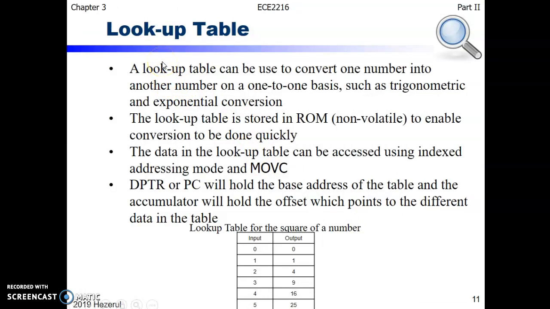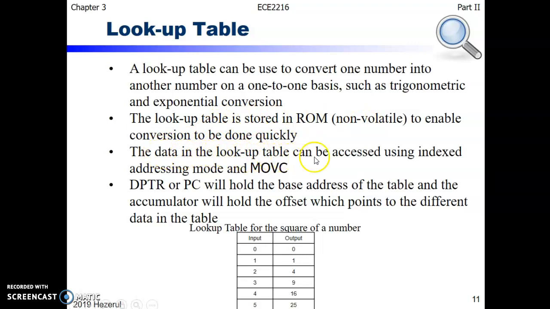Lookup table. A lookup table can be used to convert one number into another number on a one-to-one basis, such as trigonometric and exponential conversion. The example here is a lookup table for square numbers, where the output will be the square of the input. For example, input 2, output 2 squared becomes 4. The lookup table is stored in ROM, which is non-volatile, to enable conversion to be done quickly.